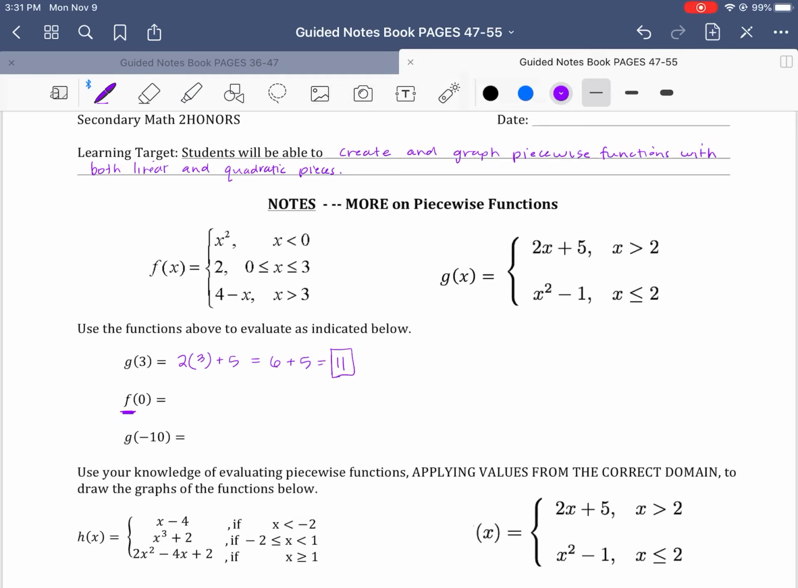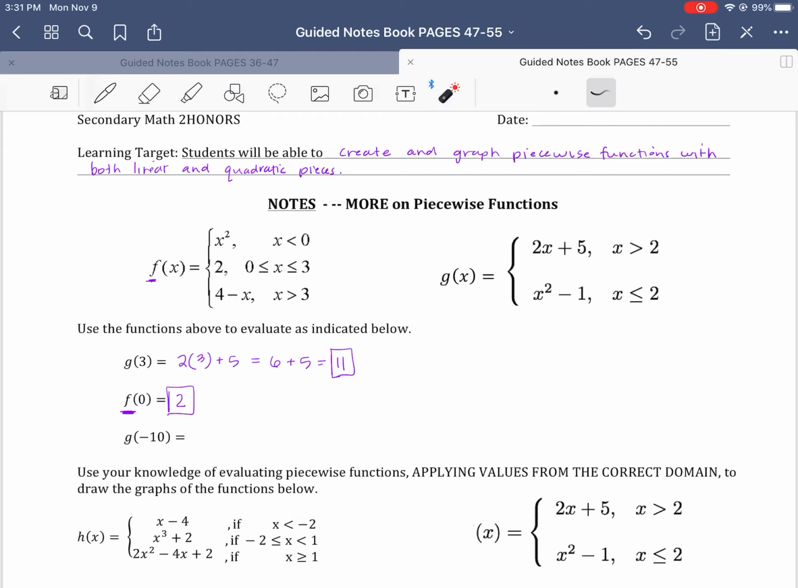F of 0, so again, we choose the f function on this one. So we're going to come over here to this left function, and we're looking at f of 0. So notice here, the first piece is where x is less than 0, but we want it to be equal to 0, so we've got to choose this piece where it's less than or equal to 0. So this function is 2, and it's 2 no matter what, because there's no x value to put in.